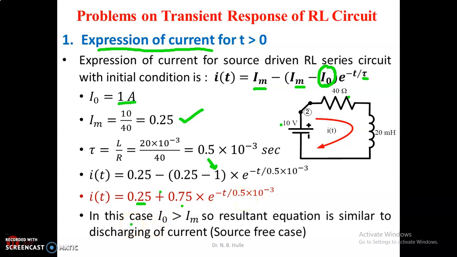Here I naught is greater than Im. So the resultant equation is similar to the discharging of the current, because the applied voltage before switching is a higher value than the applied voltage after switching.